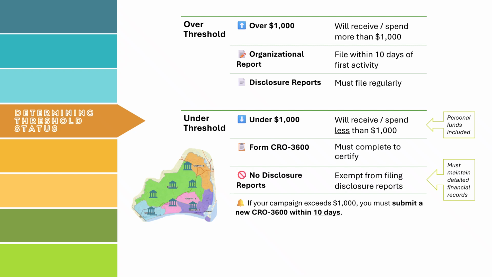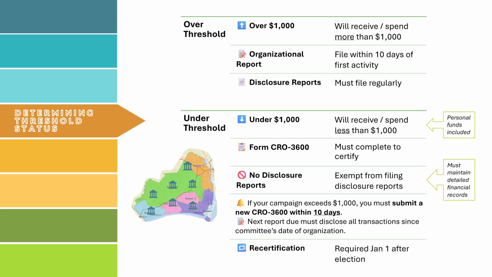If your campaign goes over $1,000, you have 10 calendar days to file a new certification of threshold, withdrawing your committee's under threshold status, and your next report due would have to disclose all transactions from the date of your committee's organization through that next report's due date. From that point forward, you would continue reporting through the rest of the election cycle, even if you stopped spending.